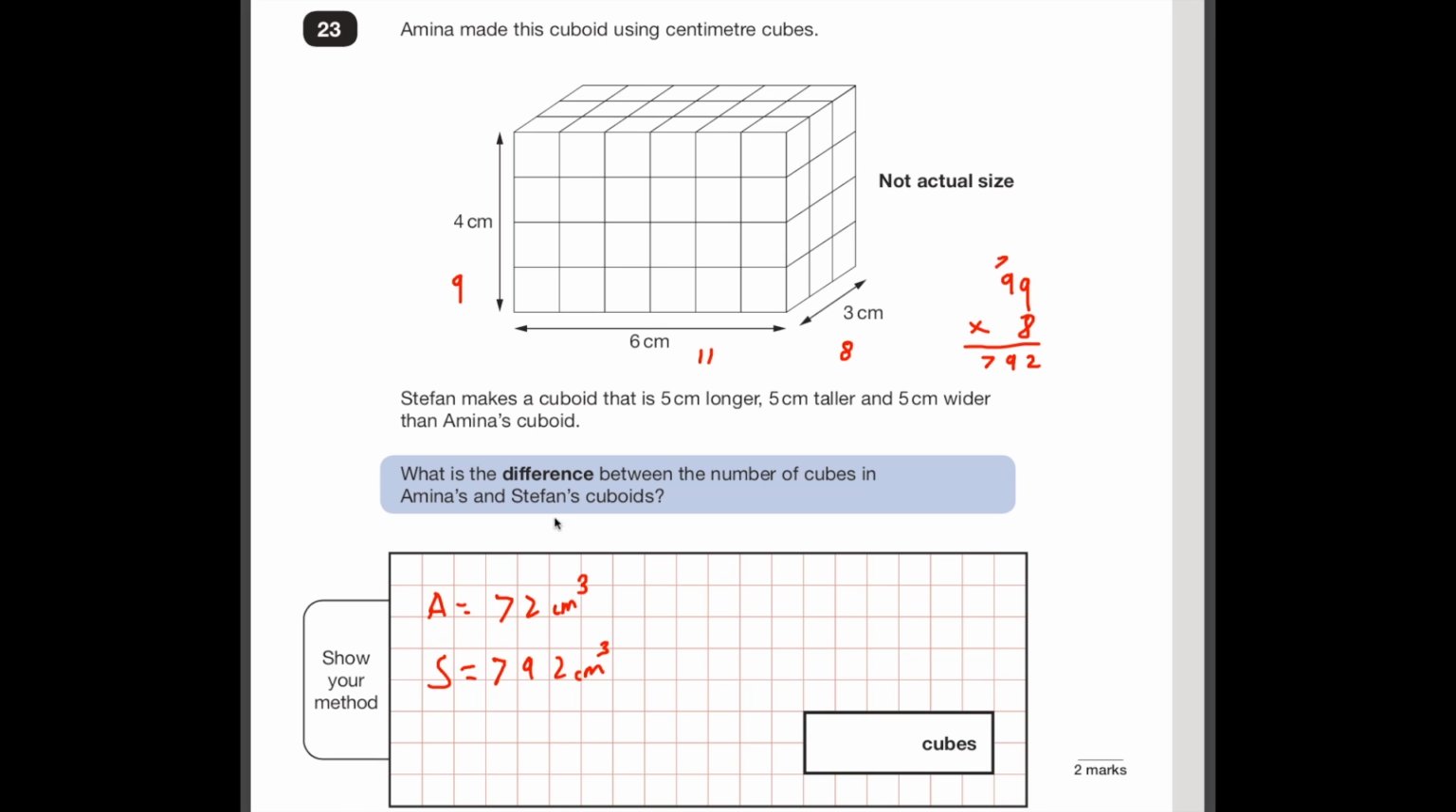Okay, so we have Amina's cuboid, which is made up of 72 cubes, and we have Stefan's cuboid, which is made of considerably more, 792 cubes. So if we're going to find the difference, we need to subtract 792 and 72 from that. 2 minus 2 is 0, 9 minus 7 is 2, and 7 minus nothing is 7. So our answer is 720 cubes. That's the difference between Stefan's and Amina's cuboid.